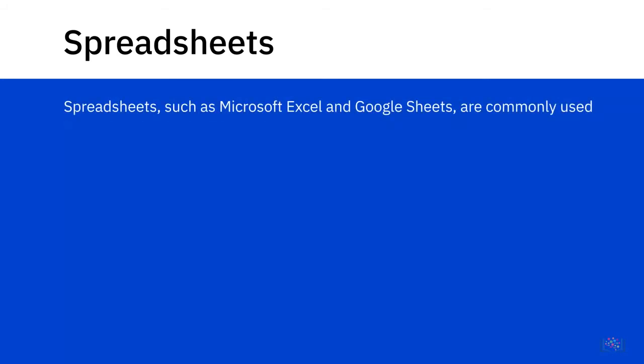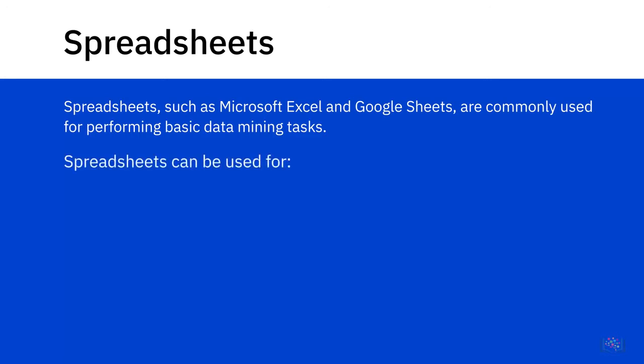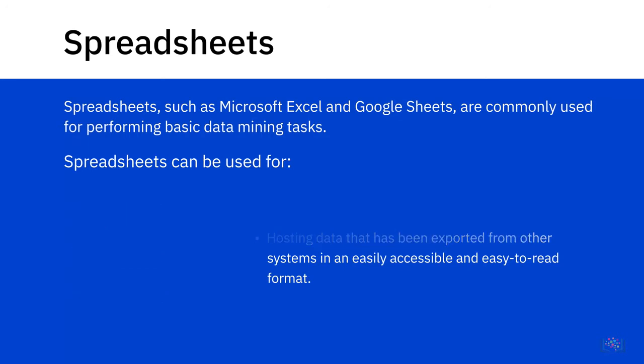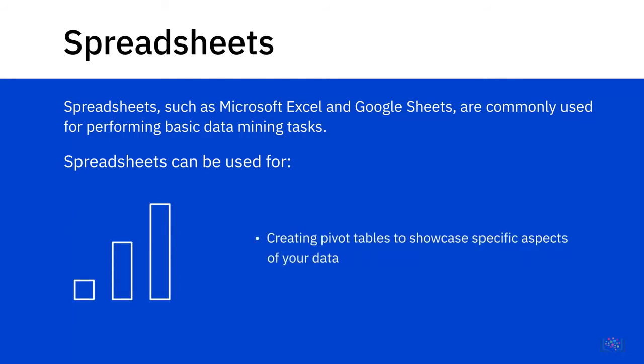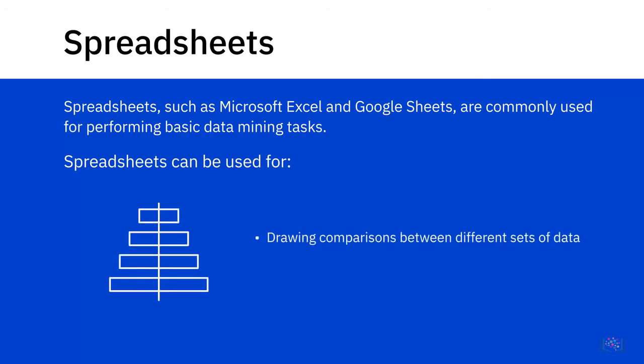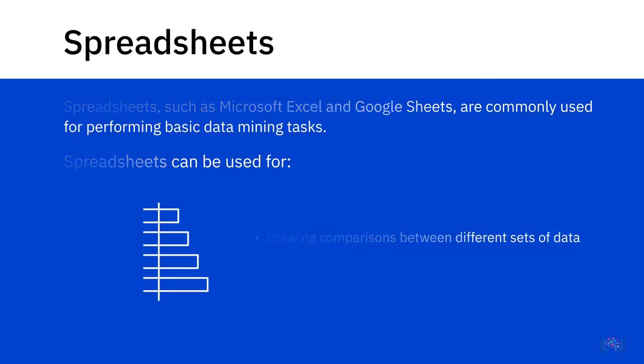Spreadsheets such as Microsoft Excel and Google Sheets are commonly used for performing basic data mining tasks. Spreadsheets can be used to host data that has been exported from other systems in an easily accessible and easy-to-read format. You can pivot tables to showcase specific aspects of your data, which is vital when you have huge amounts of data to sort through and analyze. They also make it relatively easier to make comparisons between different sets of data.